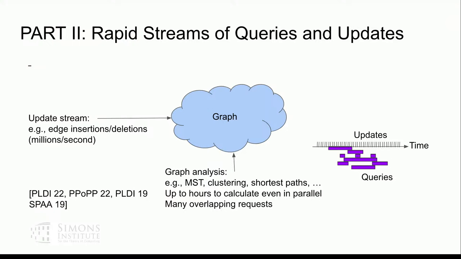Some of the queries might be cheap, like does this edge exist, or what the neighbors of this vertex are. Some might be expensive, like finding a solution to the traveling salesman problem on this graph. But the point is that each of these algorithms has to see a static view of the graph. They can't see the graph as it's changing. And these queries are interleaved, as I've drawn them here, in arbitrary ways. Someone comes in and says, I want to do a min-spanning tree.